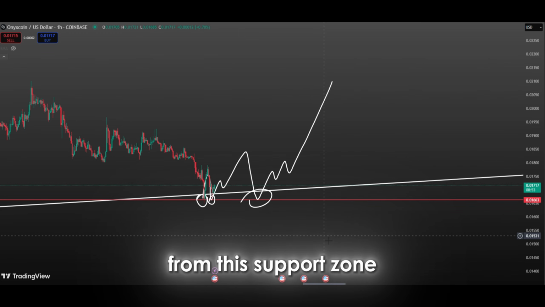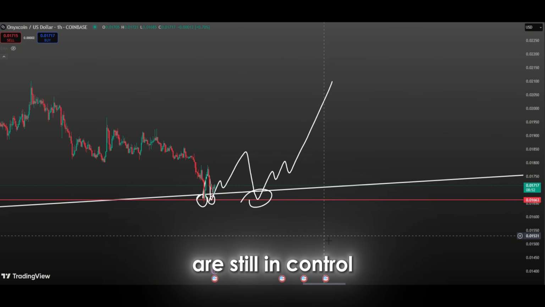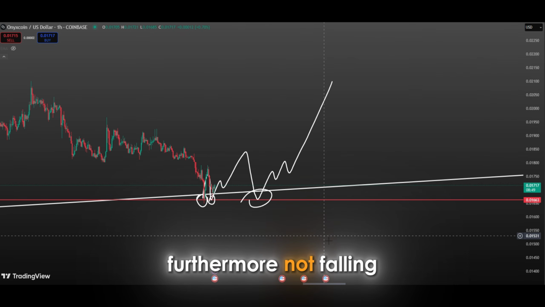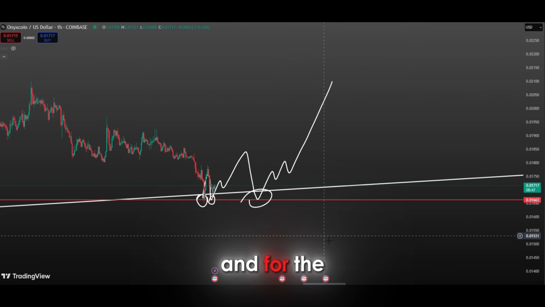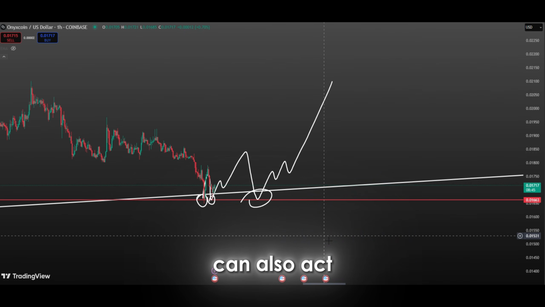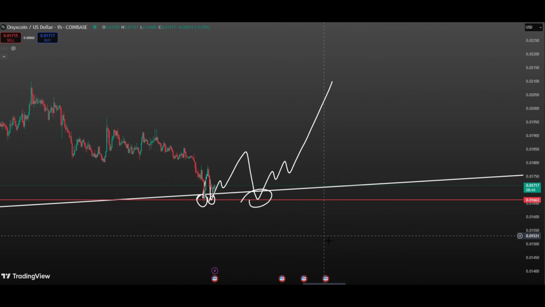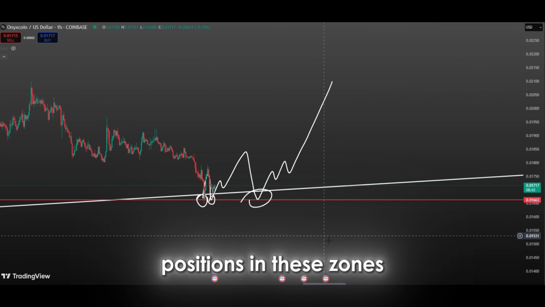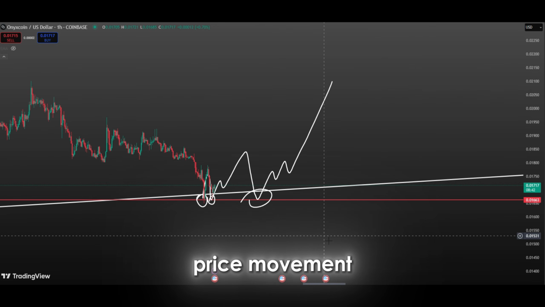The upward movement from this support zone shows that bulls are still in control and that selling pressure is not yet strong enough at these levels. This is a very positive signal for the market. Furthermore, not falling below this level is critical for maintaining the technical structure and for the uptrend to continue in a healthy manner. Such support zones can also act as accumulation areas. Investors gradually build positions in these zones, facilitating an upward price movement.